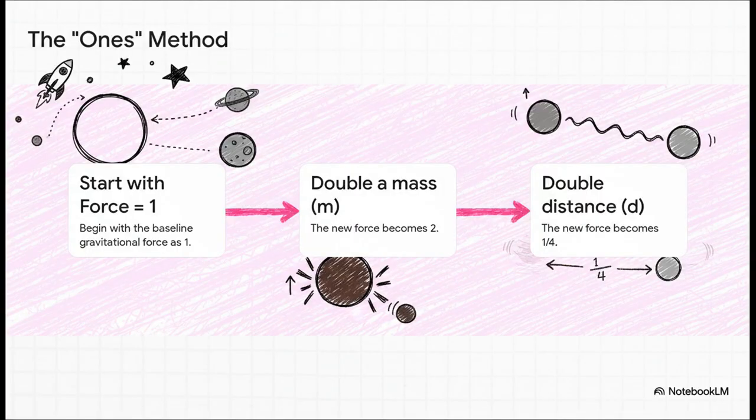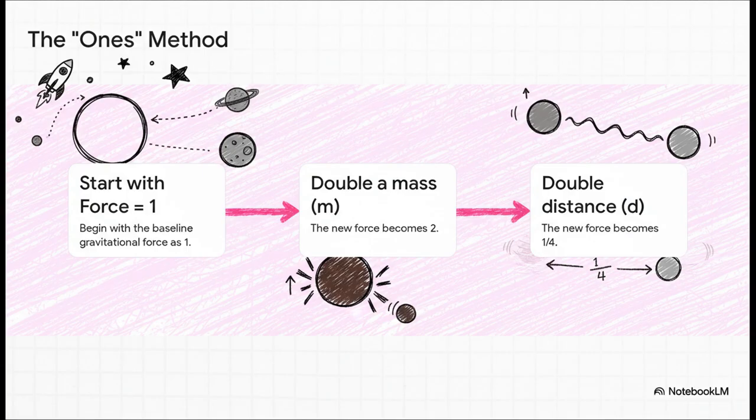Okay, I know what you're thinking. The full-on equation for gravity can look a little scary, but don't worry, we can use a really cool trick called the ones method to get our heads around it. We just pretend our starting force is 1. Easy enough. Now, say we want to see what happens if we double one of the masses. We just swap out that variable for a 2, and the result, the new force, is 2.